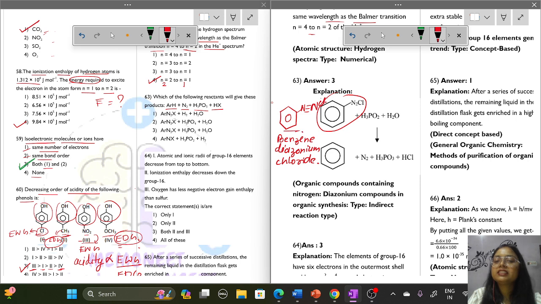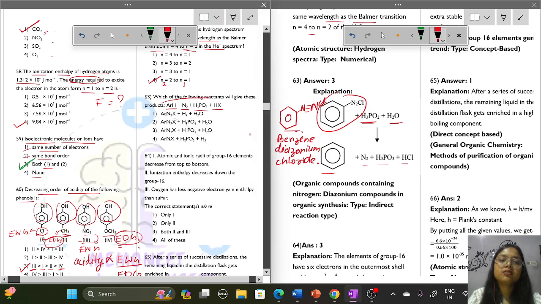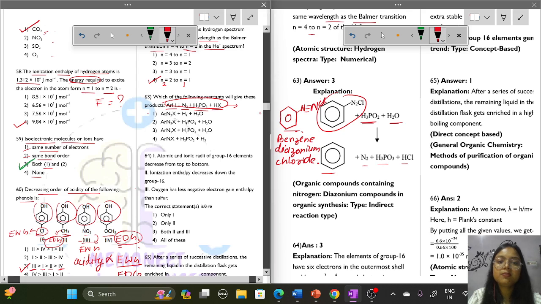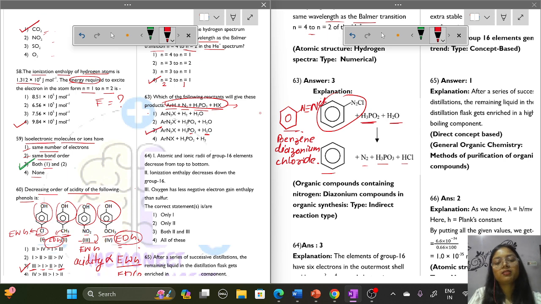Okay, so this is benzene diazonium chloride. When benzene diazonium chloride is reacted with H3PO2 and water, it will give benzene plus N2 plus H3PO3 plus HCl. So this only we have to form as the product, and what will be the reactant? It will be aromatic N2X plus H3PO2 and H2O. So option number 3 will be the correct option.